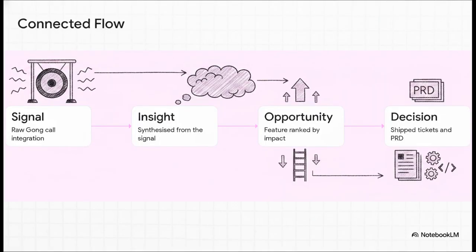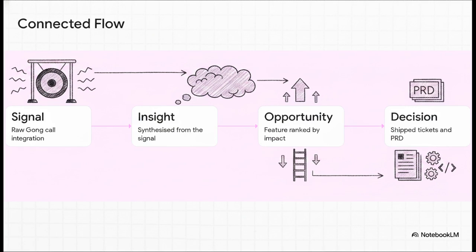Now let's look at how these nodes interact to create a literal connected flow of information. Because every single node is linked. It starts at step 1 with a signal, like a Gong call. That raw call connects seamlessly to step 2, which is the specific insight extracted right from that conversation. Then, that insight links directly to step 3, the opportunity it supports on your roadmap.